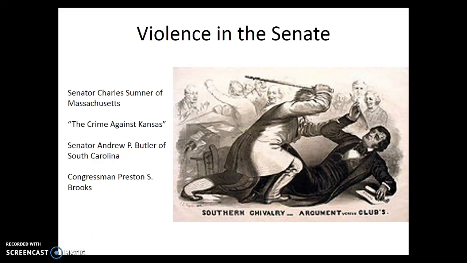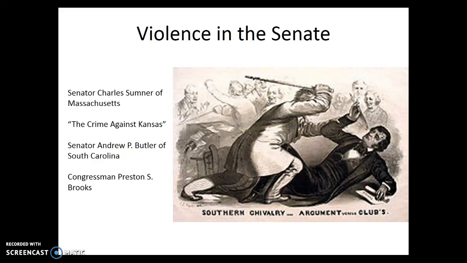Well, Andrew Butler had other family in Congress, and he has a nephew who's a representative, Preston Brooks. Preston Brooks hears what Senator Sumner is saying about his uncle and proceeds to approach Sumner and beat him over the head with a cane until it breaks over his head. And this causes severe injury to Sumner, who wasn't able to return to his Senate seat for several years.